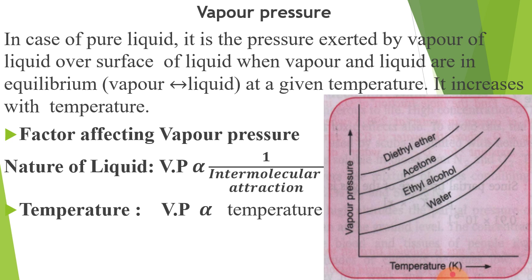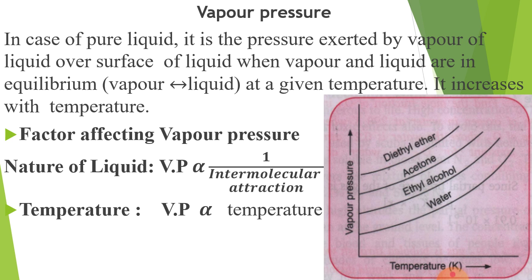Second thing, you have to know about the vapor pressure. This can be calculated in a closed container, because in an open container vapors escape to the environment, that is, the atmosphere. That's why we cannot calculate the vapor pressure in the open container, but in a closed container.